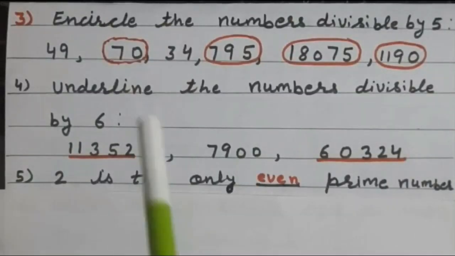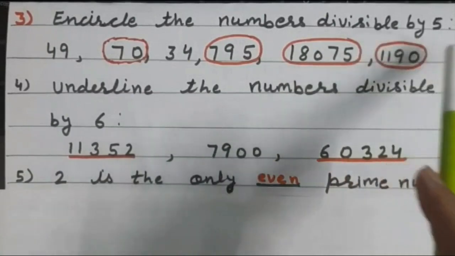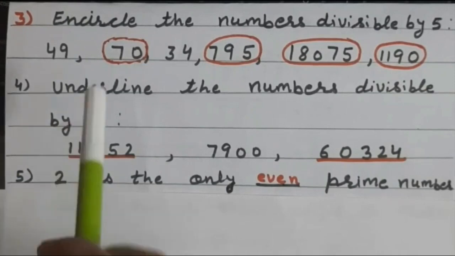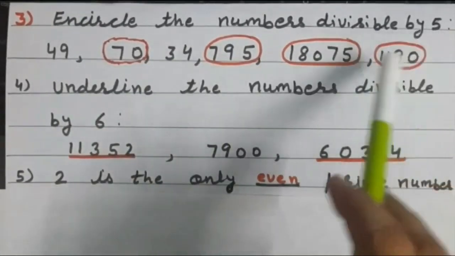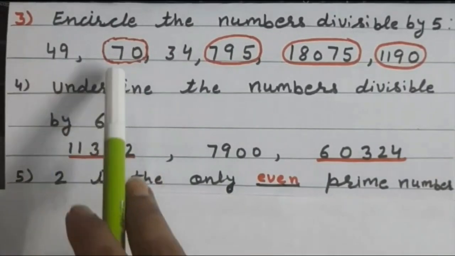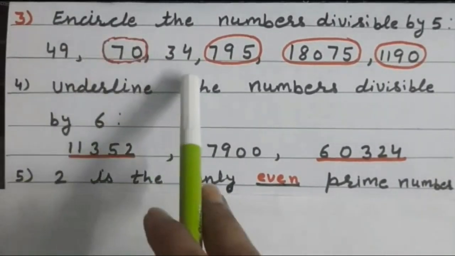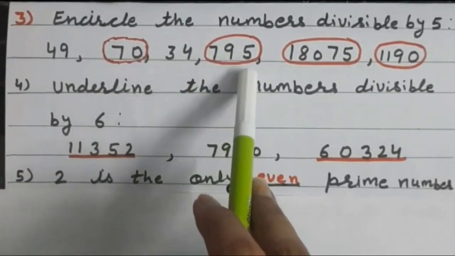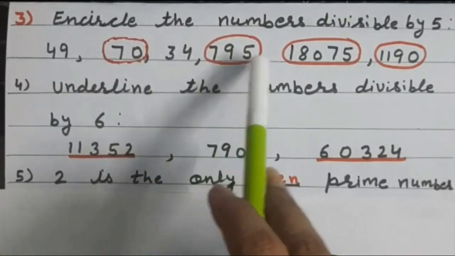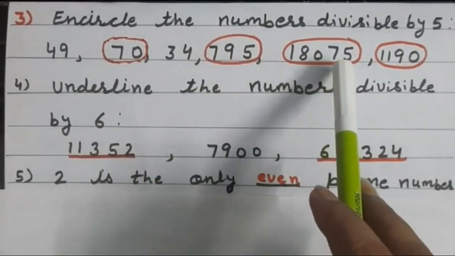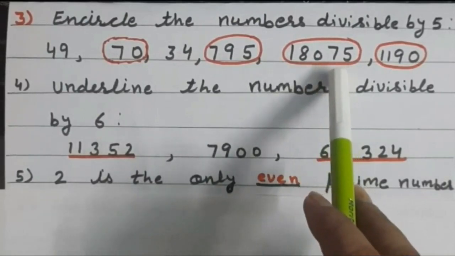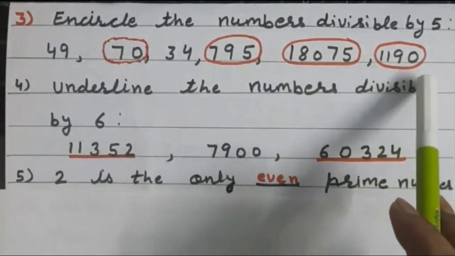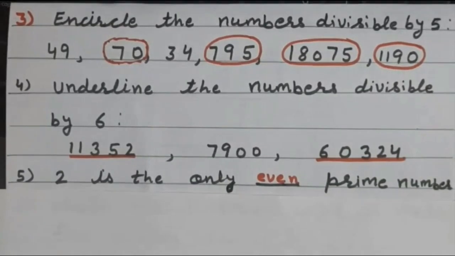Next question is encircle the numbers divisible by 5. We have to tell the numbers which are divisible by 5. So divisibility rule of 5 says ones place should be 0 or 5. 49 not divisible. 70 yes it is divisible. 34 is not divisible by 5. Leave it. 795. Yes, one's place is containing 5. So it is divisible. Now this 18,075. One's place is 5. So it is also divisible by 5. 1,190. It is also divisible by 5.